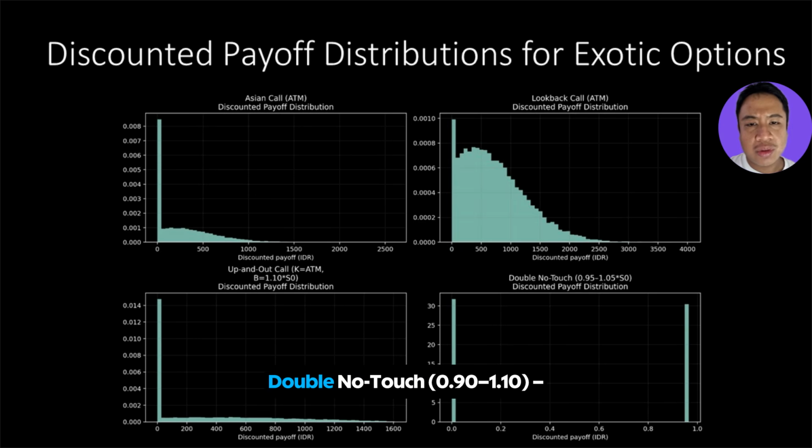4. Double no touch, 0.90 to 1.10. You get a fixed payout only if the FX rate stays inside the band for the whole 6 months. Either full payout or 0. Nothing in between. All of these shapes come from the same USDIDR paths. We only change how we compute the payoff.